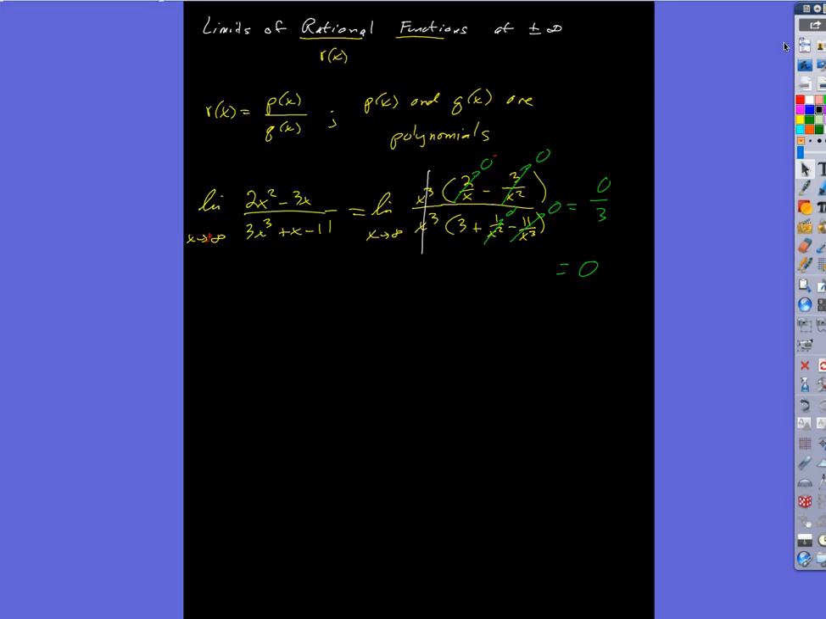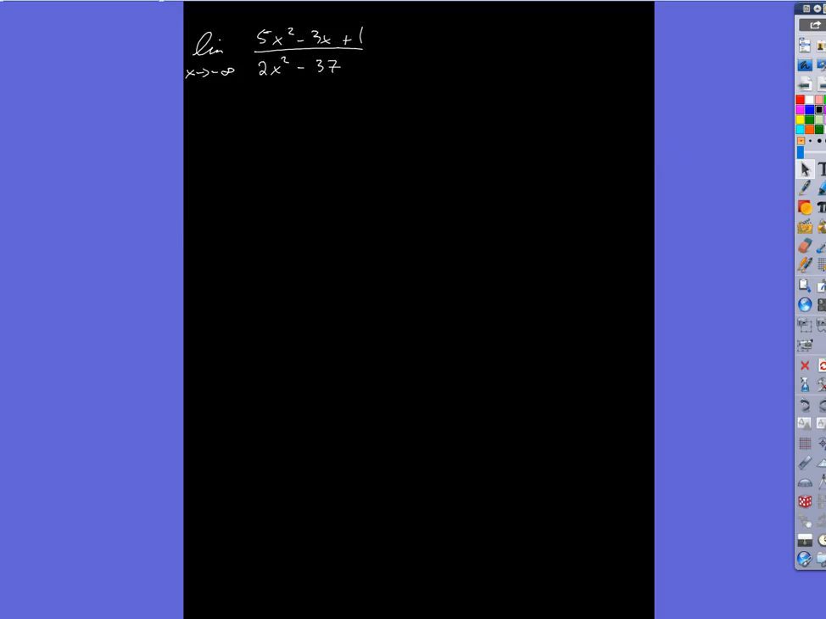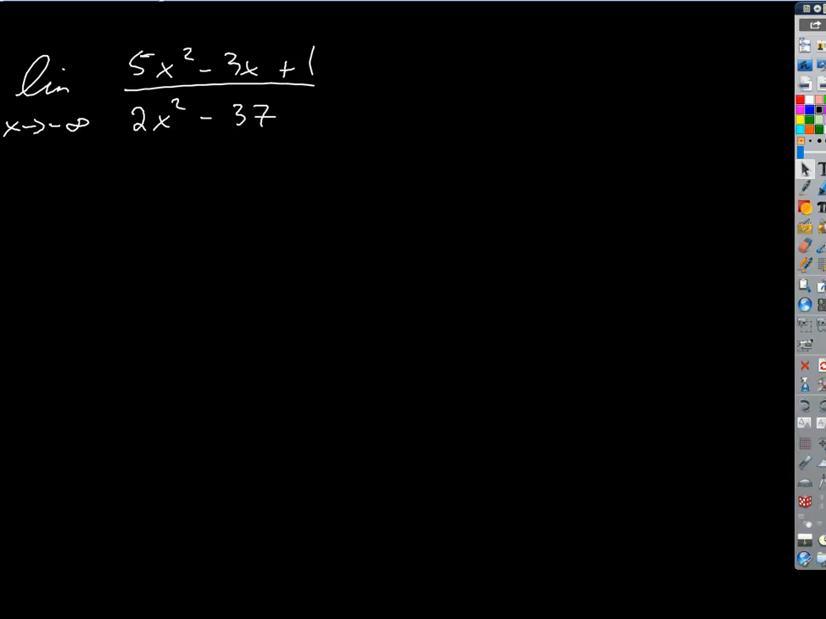So let's look at something like this. And I'm going to make this, instead of just choosing a negative infinity, a plus or a minus. What do you think is going to happen here? Remember this from last year? What do you think? What's that limit going to equal? 5 halves, yeah.